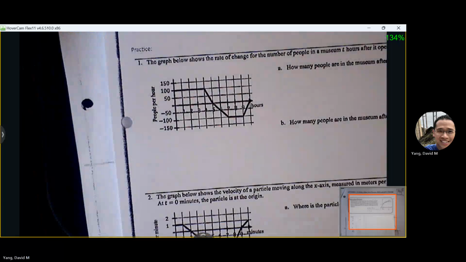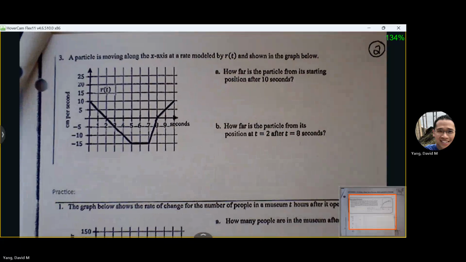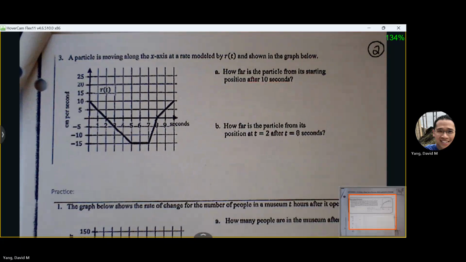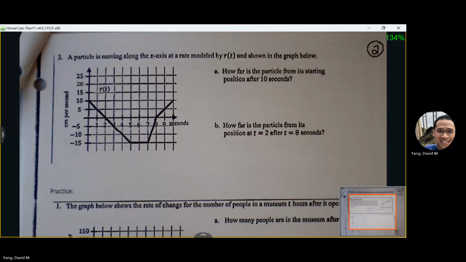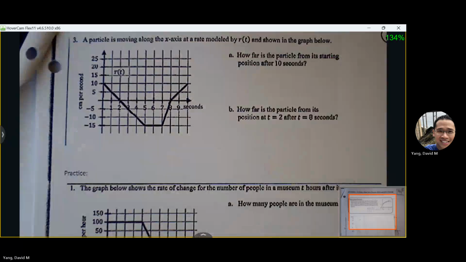And we can also apply this to particle motion. Particles moving along the x-axis, and the rate is modeled by R'(t). R'(t) basically represents your velocity. So we're looking at a velocity graph here.